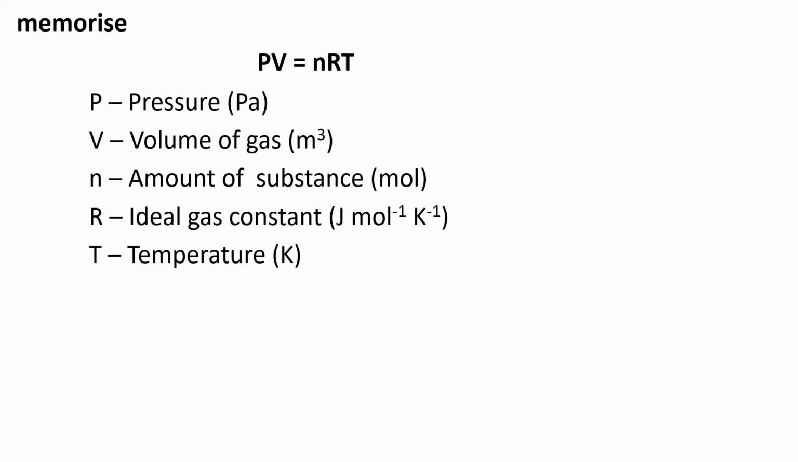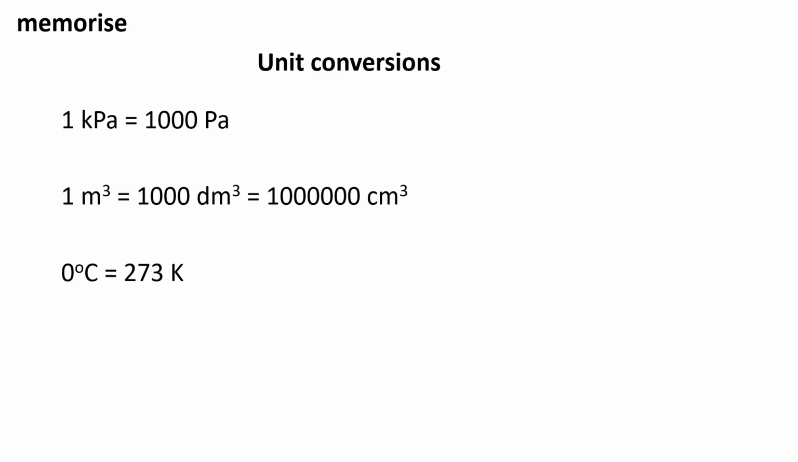Okay, so just to summarize, when you're doing any ideal gas equation question, it's essential that you know the ideal gas equation, PV is equal to nRT, and how to make any of those terms the subject. You also need to know what those terms are, so pressure, volume of gas, amount of substance, the ideal gas constant and temperature, and you also need to know the appropriate units to use. As well as knowing which units to use, you have to know how to convert between units.